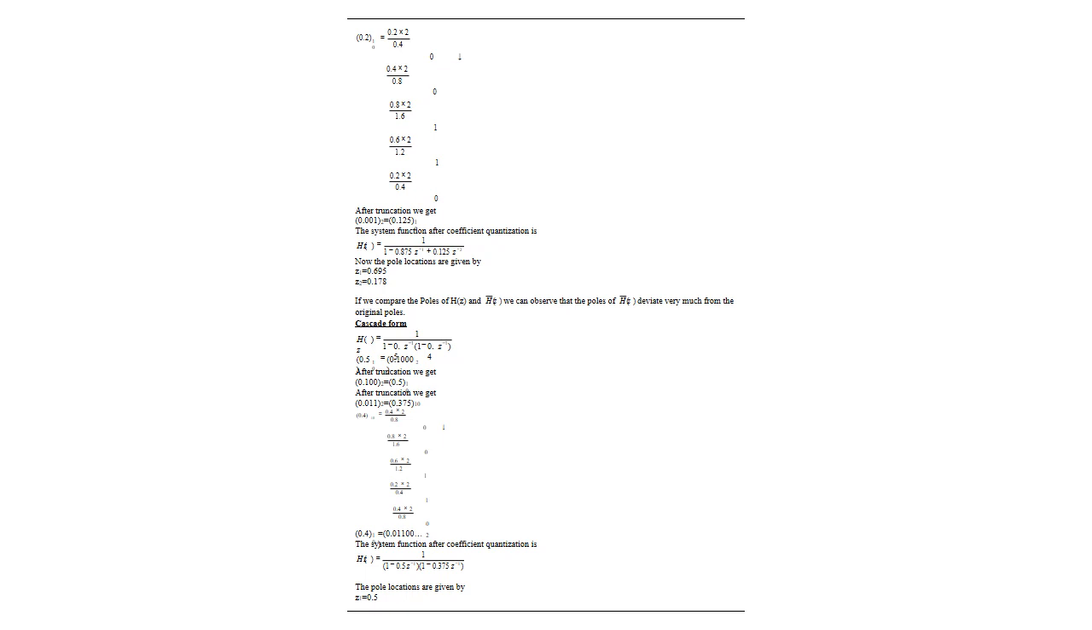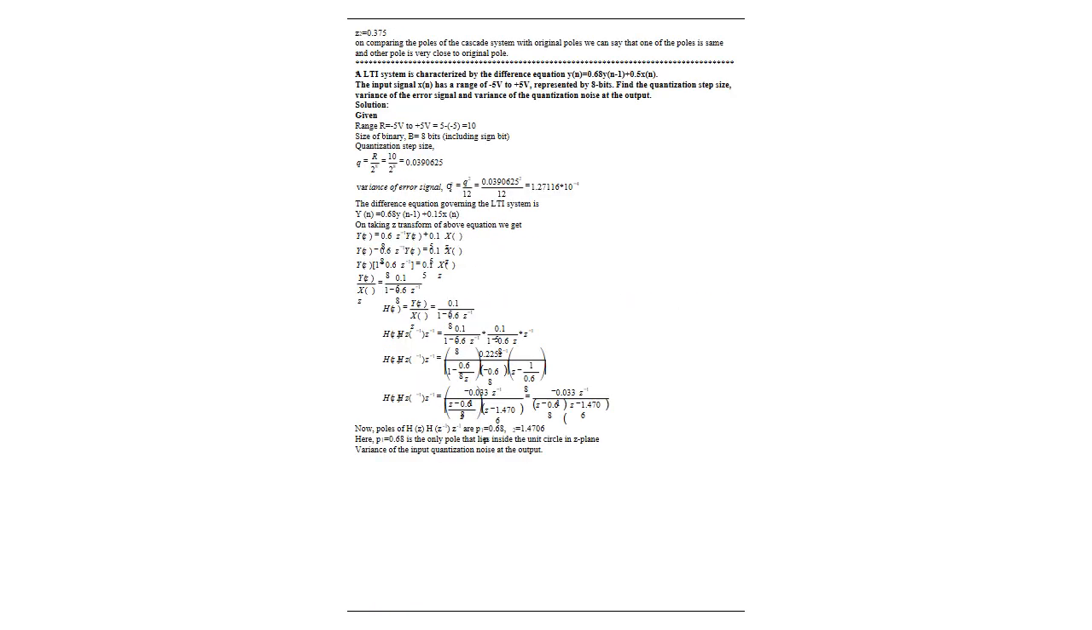So the system function after the coefficient quantization is H of z is equal to 1 divided by 1 minus 0.5 z inverse into 1 minus 0.375 z inverse. So the pole locations are given by z1 is equal to 0.5, z2 is equal to 0.375. On comparing the poles of the cascade system with the original poles, we can say that one of the poles is the same and the other pole is very close to the original pole.